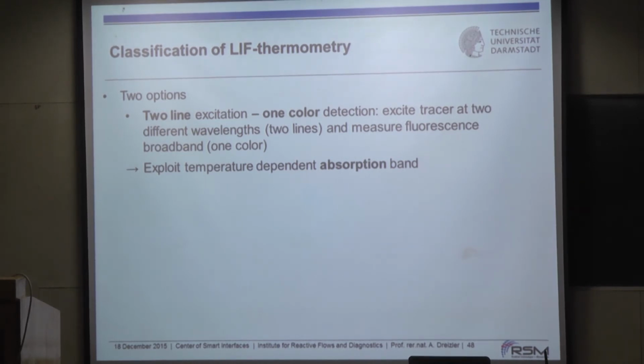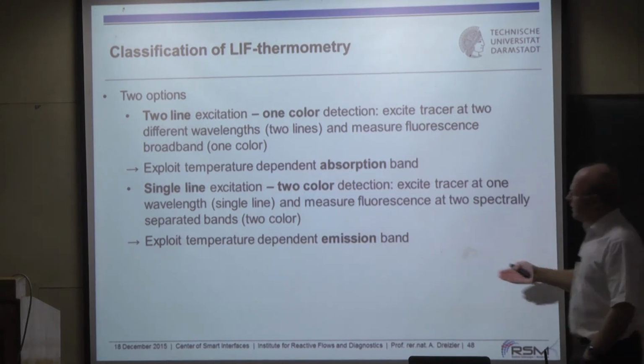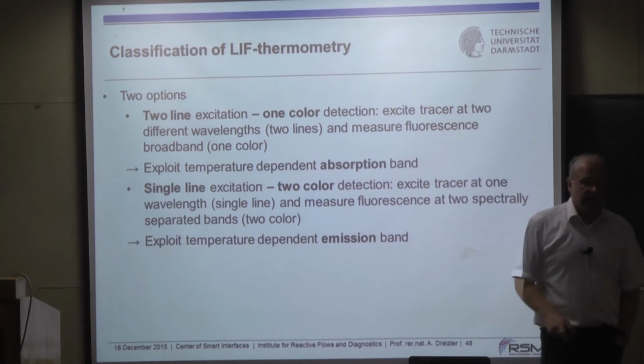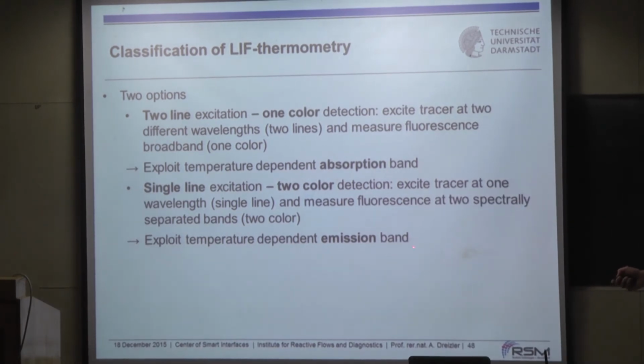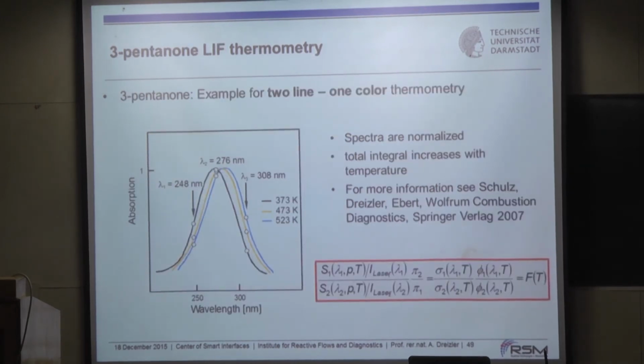Bringing two lasers on top of each other is not easy. They have two different wavelengths, and you have to make sure they match each other as perfectly as possible, having the same thickness in the sheet and so on. So practical problems might be something that limits you here as well. And so by principle, a single-line excitation is smarter. Here you have only one laser, but you have a two-color detection, meaning that you exploit the temperature-dependent emission. And that is something I will exemplify in the following in more detail.